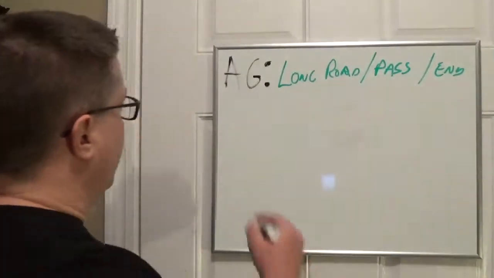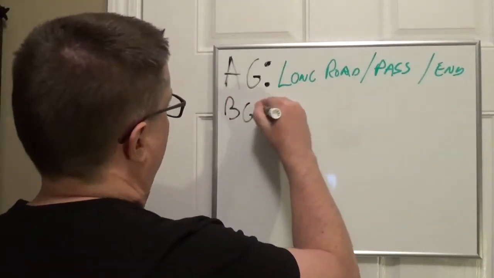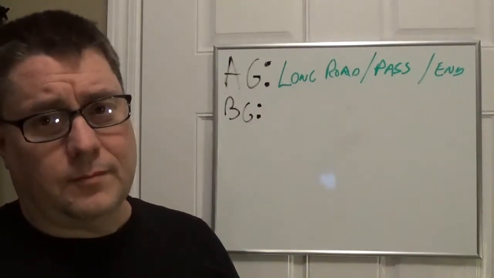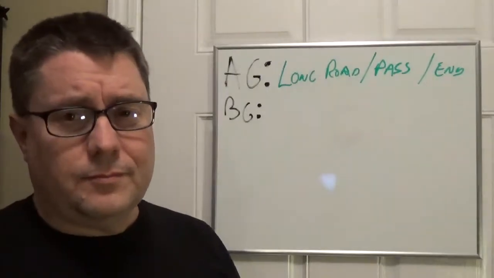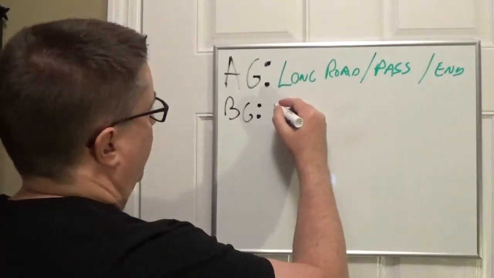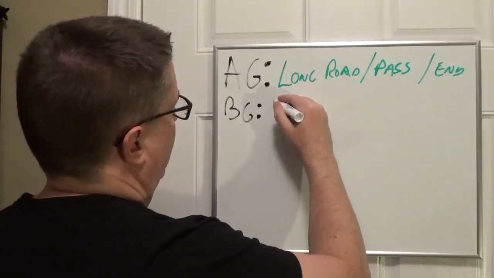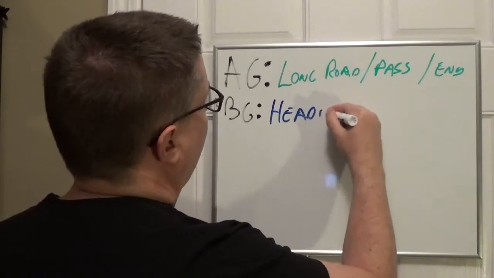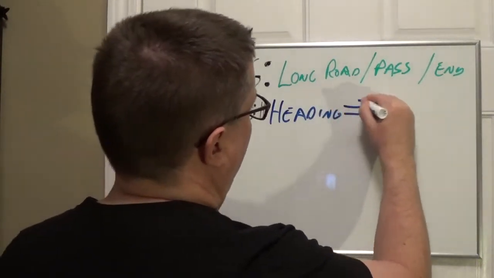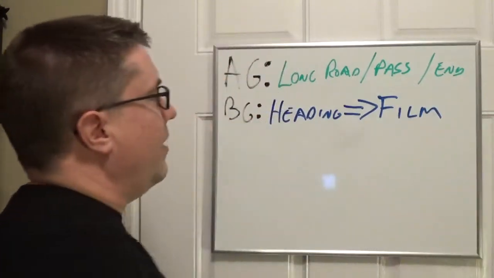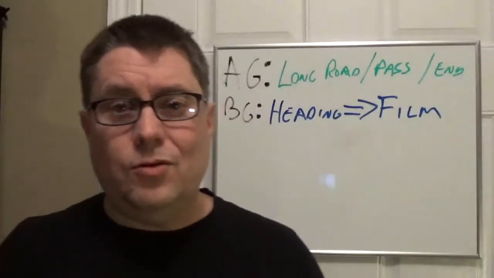And then you have something like the background. Let's go with BG for background. You remember earlier I said, let's see, long road, heading, and you can do that. You don't even have to write words. You can have arrows. You can have arrows that kind of tell you where to go.